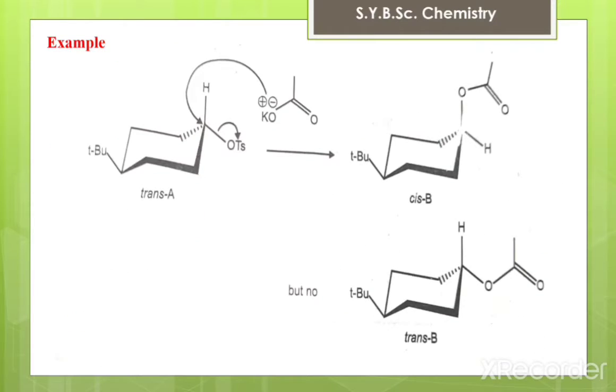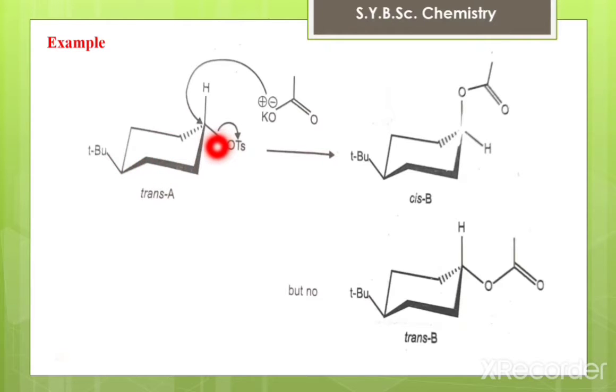Next example. Consider the following example in which attack by potassium acetate. Here I have mentioned potassium acetate on trans tosylate. This is the trans tosylate. Why is this the trans tosylate? Because here at the 1 and 4 position, the OTs and the tertiary butyl groups are both equatorial, and this is the 1,4 position.